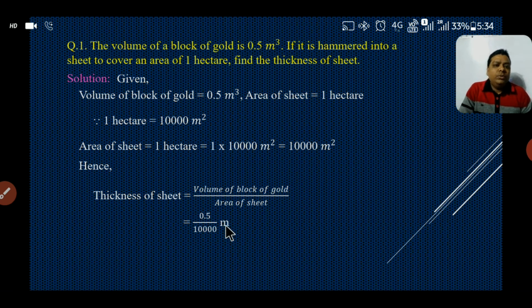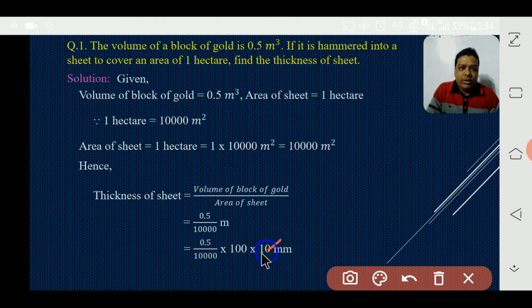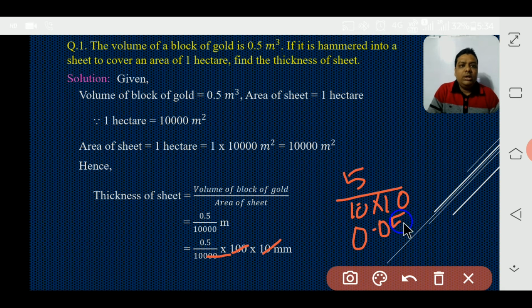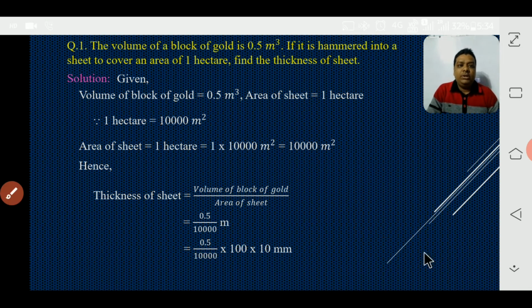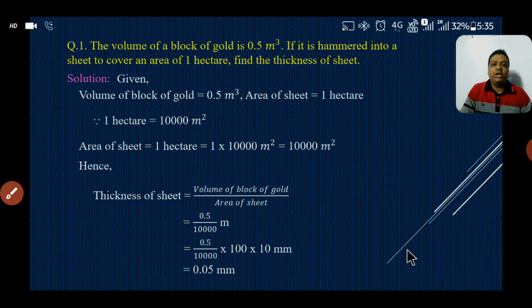Let's convert meter into centimeter and millimeter. For changing to centimeter we multiply with 100, and to millimeter we multiply with 10. Then the zeros will cancel. Now 0.5 means 5 by 10, and 10 is also downside, so 10 into 10 is 100. We divide 5 by 100 and get 0.05, and that will be the thickness of the sheet in millimeter. It means 0.05 millimeter is the thickness of the sheet. Okay, students, I hope that you all have understood. Now let's move to the next question.